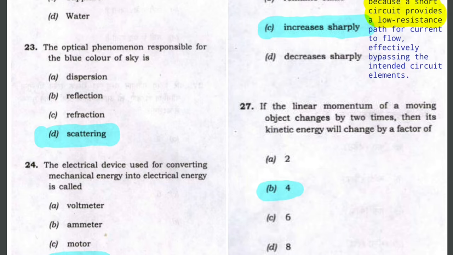And next question is, which optical phenomenon is responsible for the blue color of the sky? So D, scattering is responsible for the blue color of the sky. This has been asked so many times, so just remember this. Scattering is responsible for the blue color of the sky.